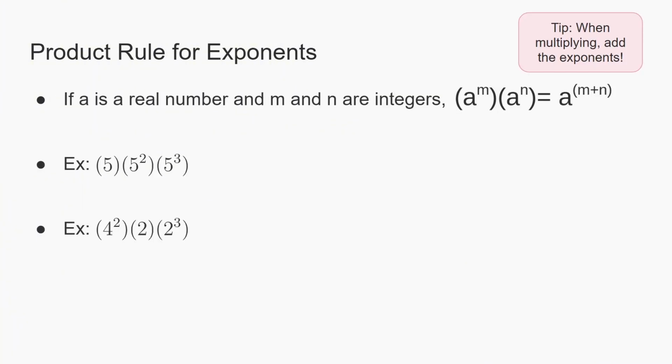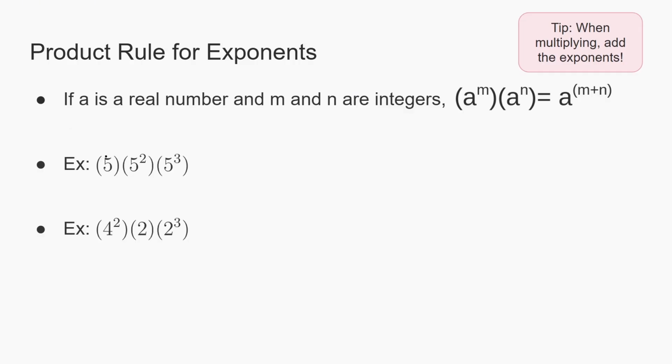Now we're going to start covering rules for exponents. Our first rule is the product rule. This means that assuming a is a real number, and m and n are integers, a to the m power times a to the n power is equal to a to the m plus n. So when we're multiplying, we're going to add our exponents. We can only do this if the base is the same.